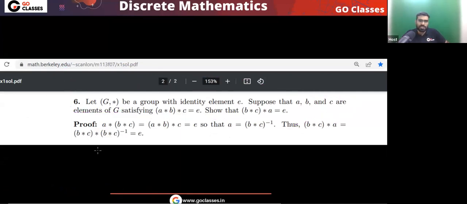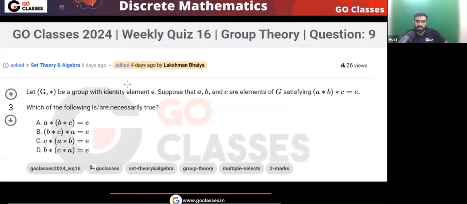All the questions that you are solving in the GO Classes weekly quizzes in the test series, you can tell yourself that you are solving from standard universities: Berkeley, Stanford, NPTEL, IIT, MIT, and standard books. So anyway, let's see this. This is a very interesting question.